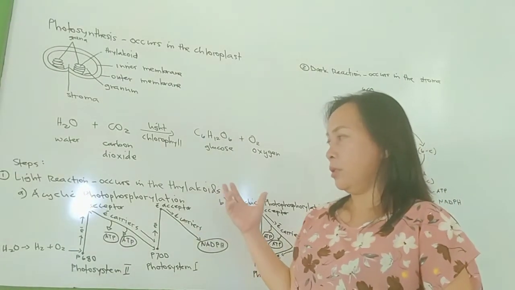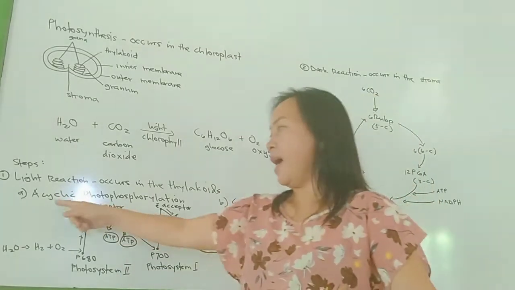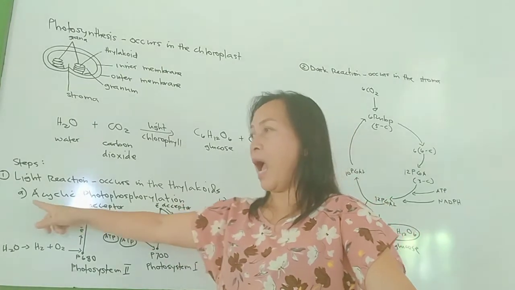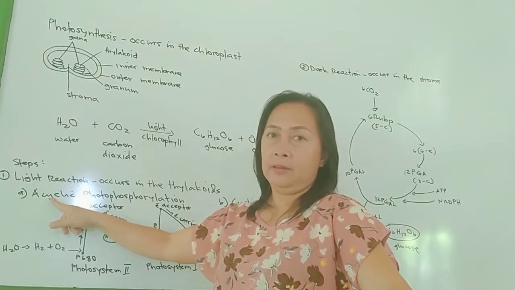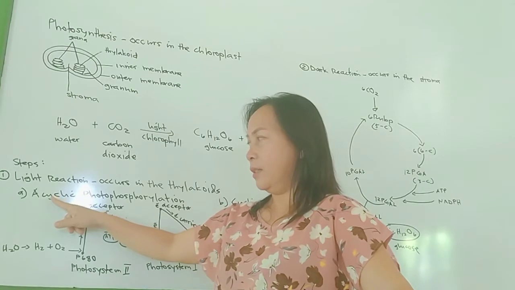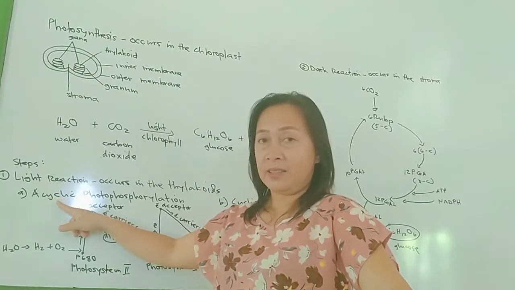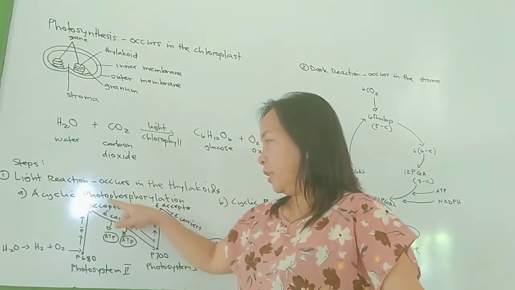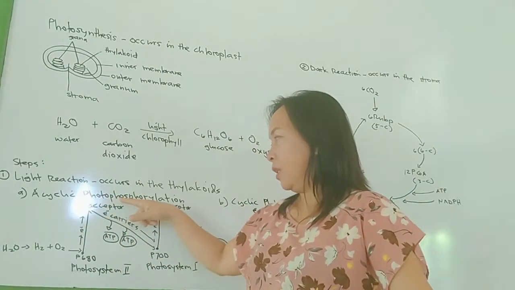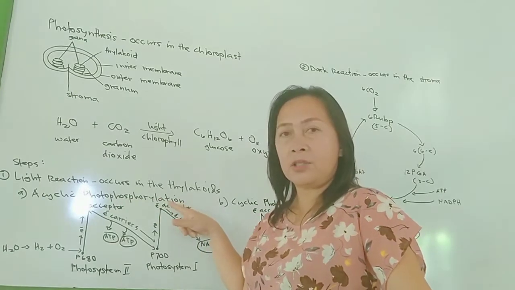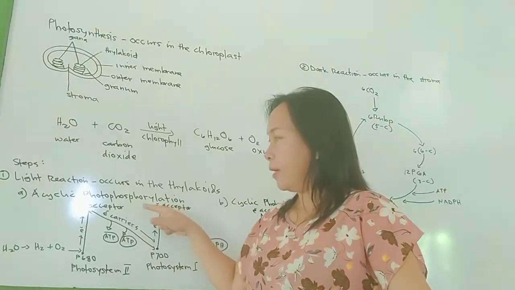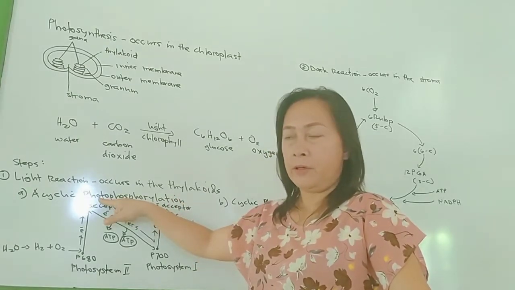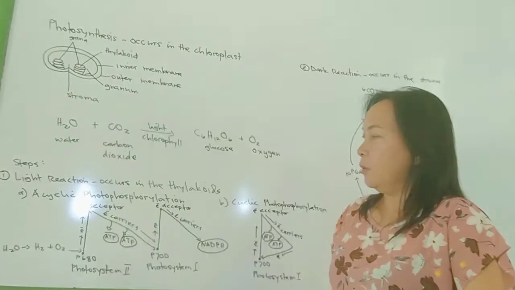Now light reaction has two types. You have the acyclic photophosphorylation. When we say a, it means not cycle. So you have acyclic, meaning it's not cycle. This process does not involve a cycle. Then we have photo, which means light. Then phosphorylation is addition of phosphate. So there is addition of phosphate out of photo or light.